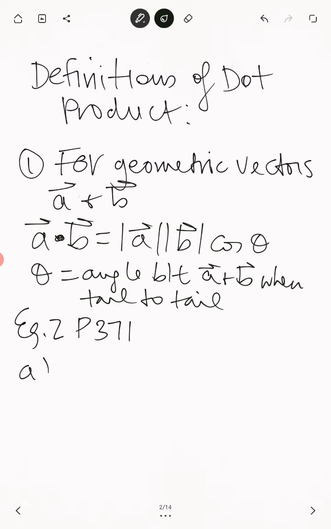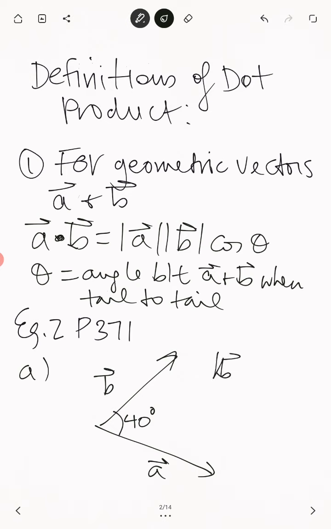And part A gives us two vectors that are positioned tail to tail, vector B and vector A, with an angle of 40 degrees between them. And we're given their magnitudes. So the magnitude of B is given as 30 units, whatever units we don't know, but we'll just call it units. And vector A has magnitude of 20 units. So according to our definition for geometric vectors that I just wrote down, to find the dot product of these two vectors, let me just go to the next page here.